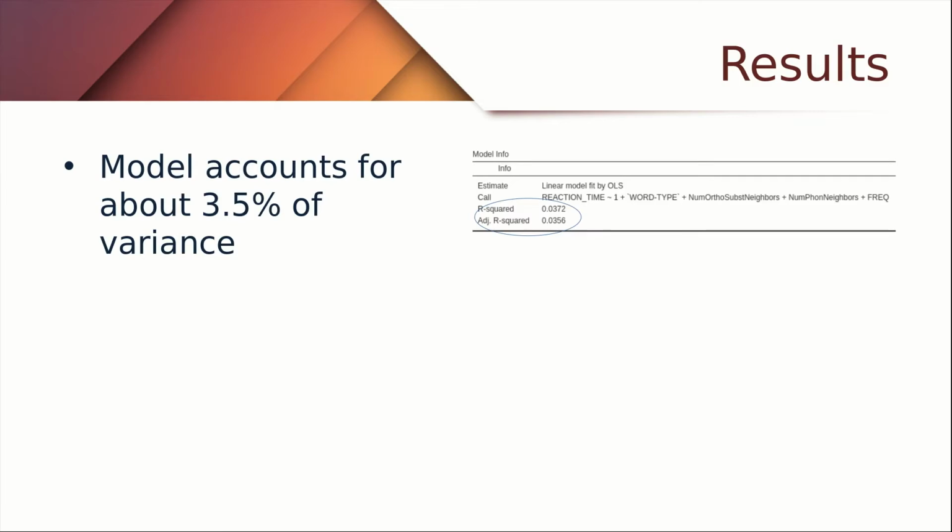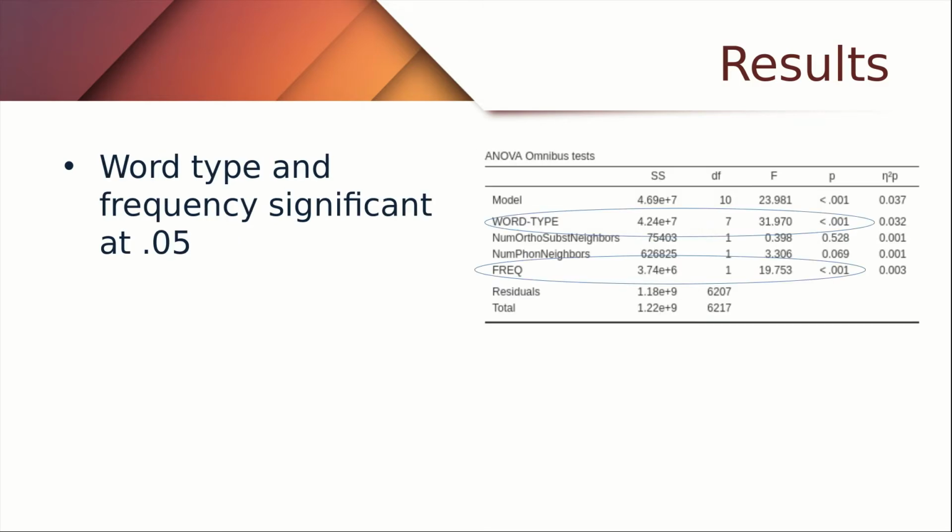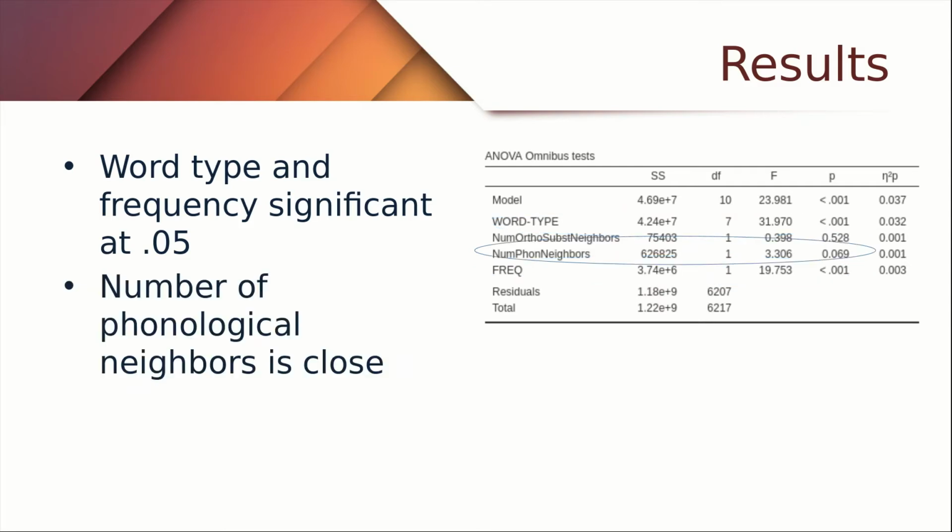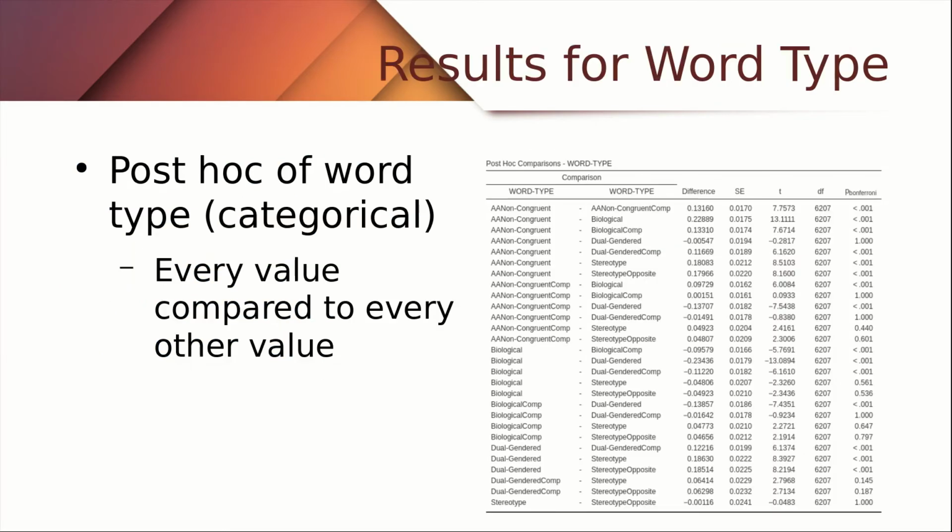And what we see is that the model accounts for about 3.5% of the variance, and that both word type and frequency are significant predictors. And the number of phonological neighbors is close, so we shouldn't throw it out. Here's the results of the post-hoc analysis of word type. What it does is it compares every value of word type to every other value and analyzes them statistically.